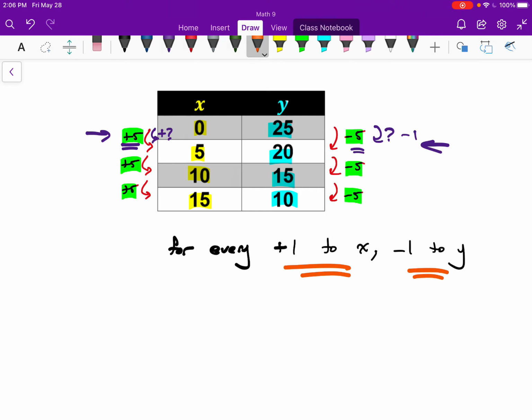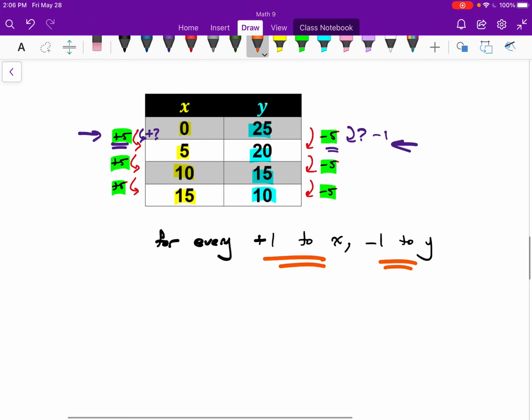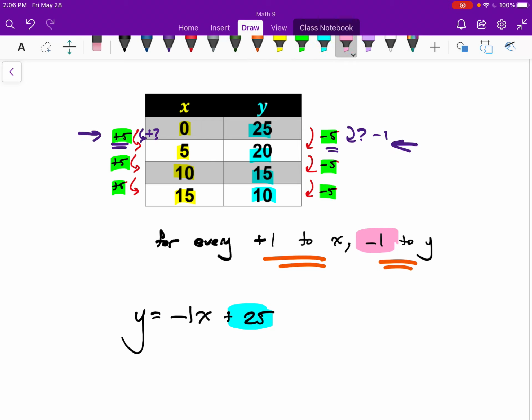Now I can see this change much more clearly, because this is my constant change, minusing 1 for every 1 increase to x. And so now I can say y equals my constant change, which is minus 1 times x, plus the starting amount, which was the same as before. And while this is great, I don't really need that 1 in front of the x. So a little bit simpler is just to get rid of that. y equals negative x plus 25.